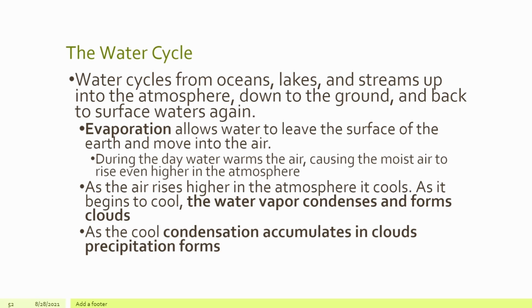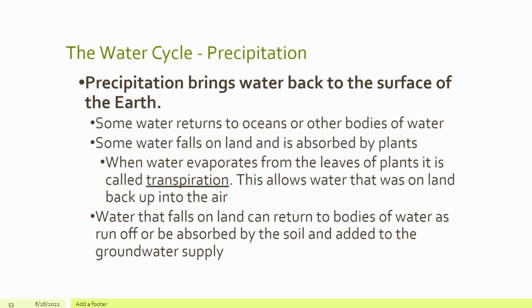And as water vapor cools, it begins to condense, or form something a lot closer to liquid water. And this forms clouds in the high levels of the atmosphere. And as the cooled condensation accumulates in these clouds, eventually liquid water forms and precipitation occurs, or raining. Precipitation brings water back to the surface of the earth, and some water returns to oceans or other bodies of water, whereas some water falls on land, and that is absorbed by plants, or even the soil.